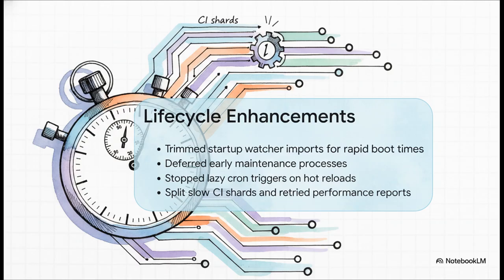Stopping lazy cron startup triggers during hot reloads is also a massive quality of life improvement for developers. It prevents the entire system from dragging or locking up because background jobs were repeatedly firing while editing code. On the back end, splitting slow continuous integration shards ensures the automated testing pipeline remains incredibly agile. It allows contributors to validate massive architectural changes without bottlenecking the entire repository.